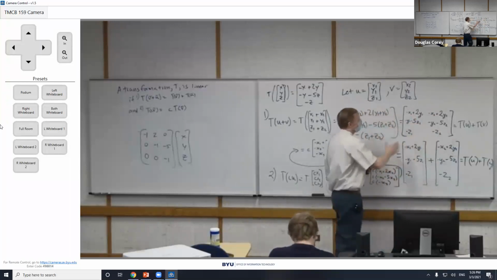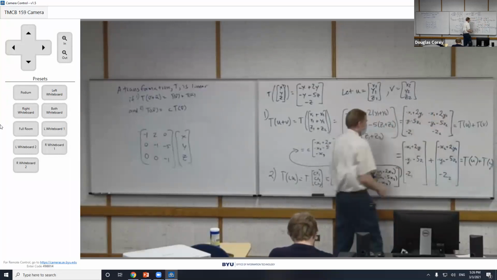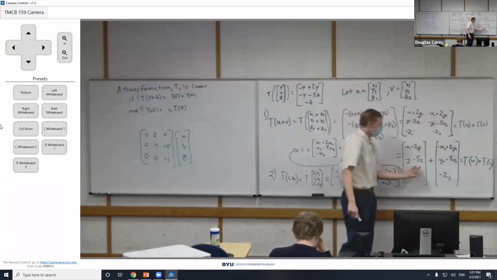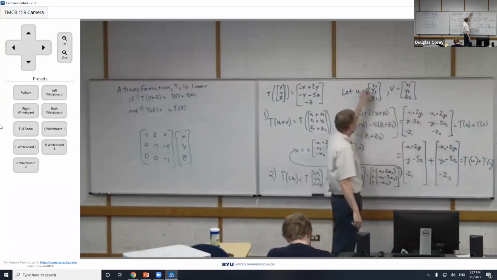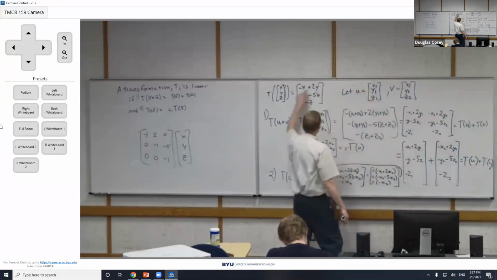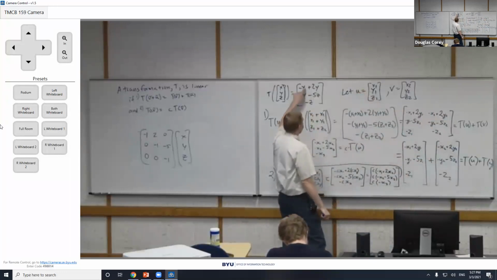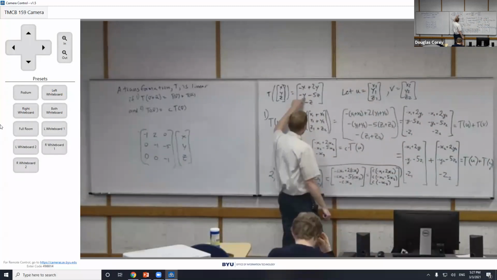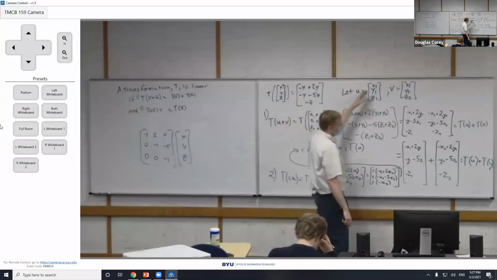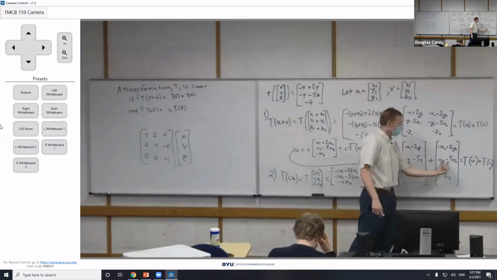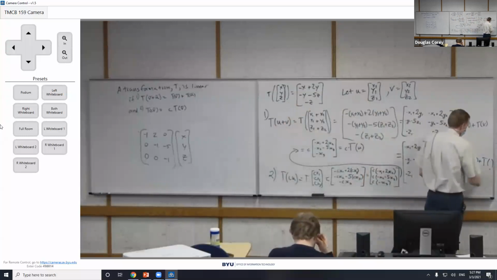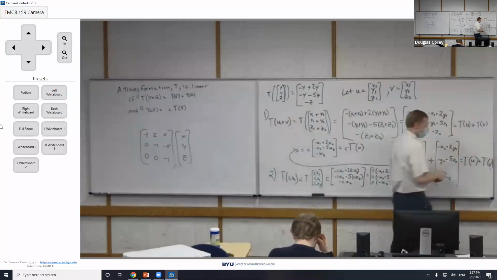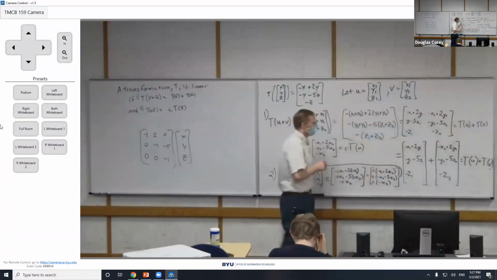And now I can rewrite this as the sum of two vectors right here. And this is exactly T of u, right? If u is x1, y1, z1, and I just plug in x1 for x, y1 for y, z1 for z, then I get this. So that's T of u, and likewise, this is T of v. Okay, so that proves the first part. Questions about this first part?